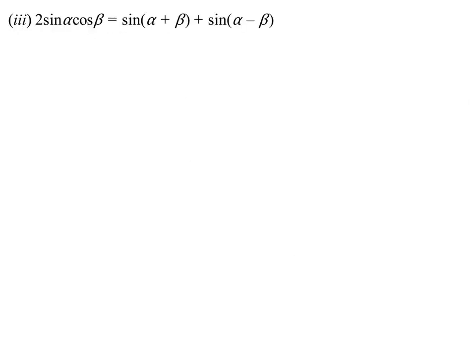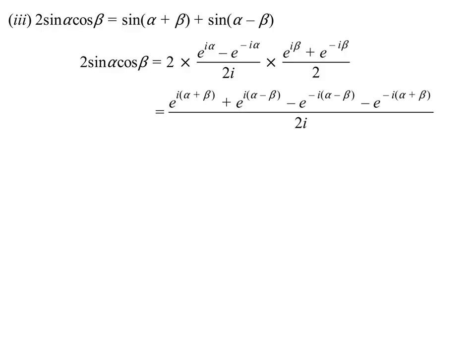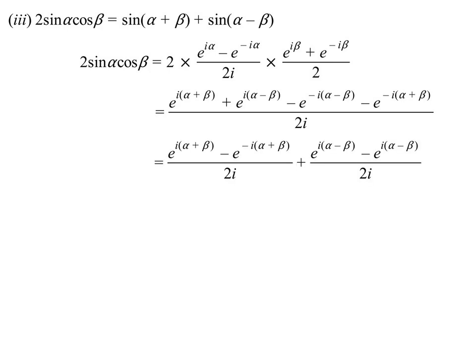How about this expansion? So the product to sum formula. 2 sine α cos β. So we'll substitute in our new relationships there, and we'll do our multiplication. So the denominator becomes 2i. Let's group the conjugates together, and I've got a number minus its conjugate on both of those. So they're going to be sine. They're both over 2i, which is what we want. So I've got sine of (α plus β) plus the sine of (α minus β). There's a nice little proof of that one.